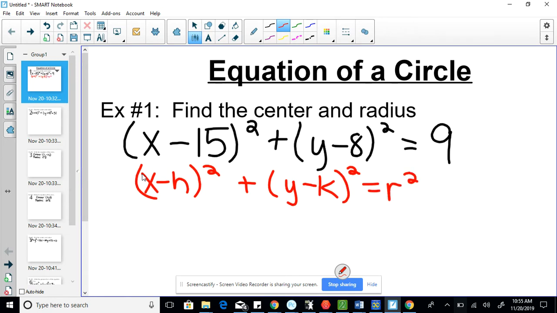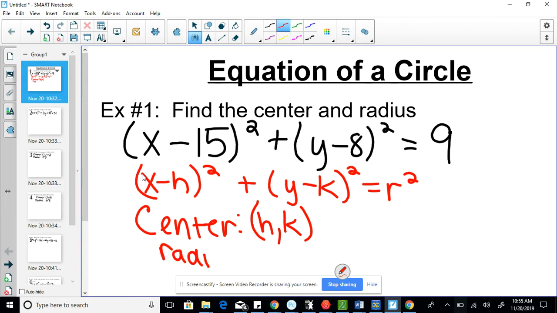You guys probably remember this equation from Math 2, but in case you haven't, this is your equation. It lines up with what we have, so we can easily pull out our center. Our center is always (h, k). It's always the h and k of the standard form. And of course, your radius is r.